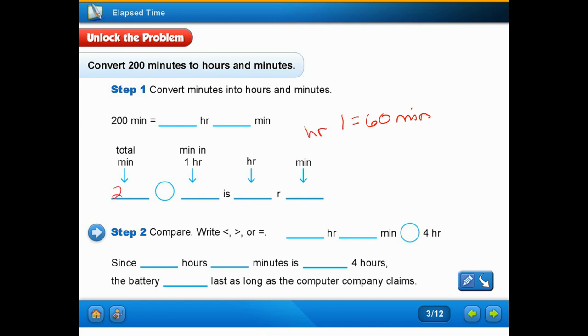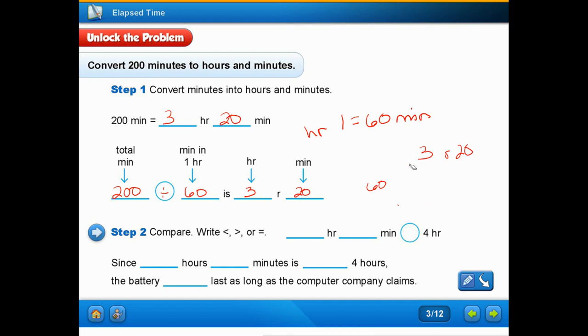So we have 200 total minutes, and we're going to divide that by 60 because we have 60 minutes in 1 hour. If we take 200 and divide it by 60, we get 3. It's going to be 180. I'm going to subtract and get 20. We're going to have 3 remainder 20. So my answer is 200 minutes is going to be 3 hours and 20 minutes.